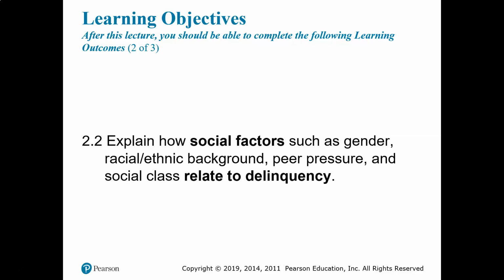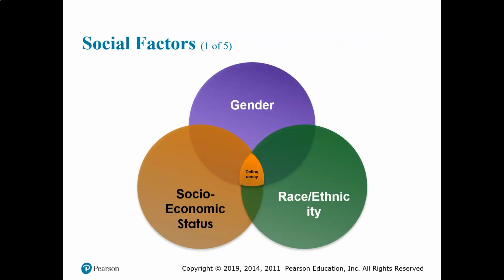Social factors. Does gender, race, ethnicity, peer pressure, and social class relate to delinquency? I think you're all going to say yes, yes, yes, and yes. Gender, if you are male, you are more likely to be a delinquent. If you are in a lower socioeconomic status, struggling financially, you are more likely to be delinquent. And race and ethnicity. If you are African American, Hispanic, more likely.